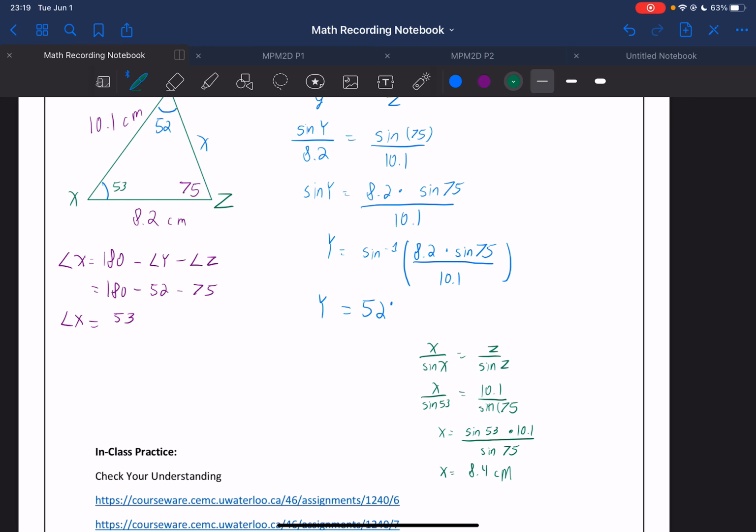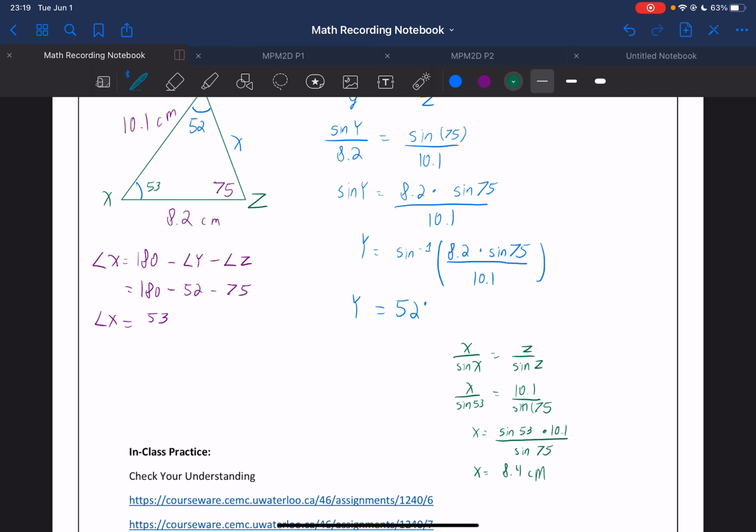And that's how you can solve using the sine law. And that's all for sine law. Go ahead, do some practice, and continue to work on these.